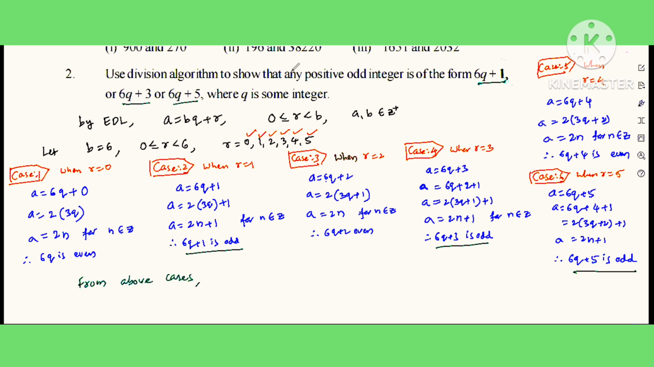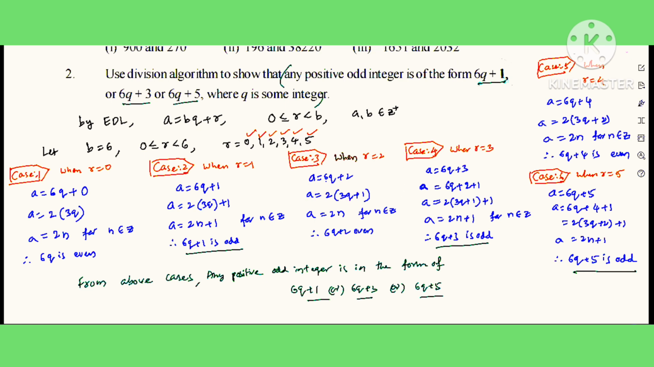You can observe and write, from here to here: any positive odd integer is of the form 6q plus 1 or 6q plus 3 or 6q plus 5. Okay, so that is the question. And this is very simple to write. We have to take the remainders and we have to write all the cases.